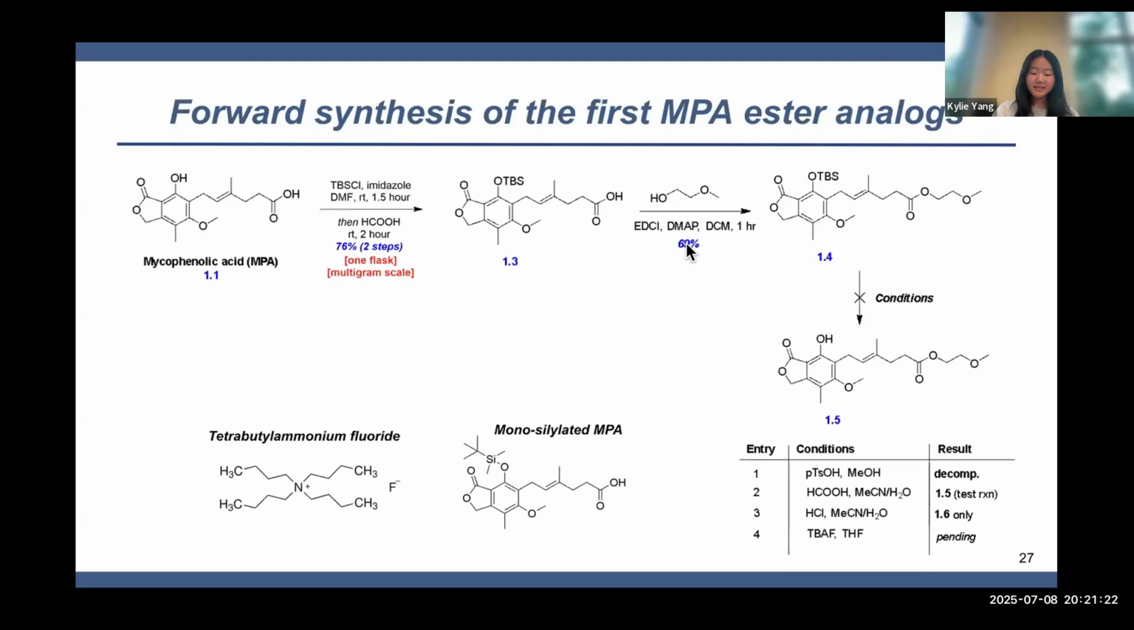Instead of testing another acid, the next condition we plan to test is tetrabutylammonium fluoride, which we hope will obtain our desired product of structure 1.5. The deprotection would occur through the formation of a silicon-fluorine bond in a fluorosilicate phenoxide exchange.